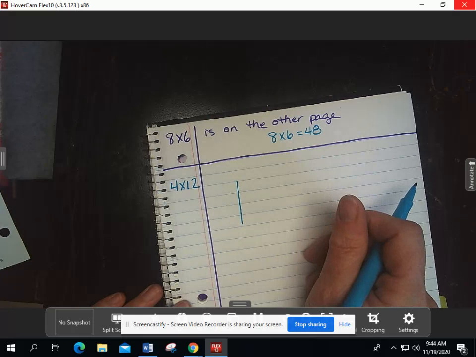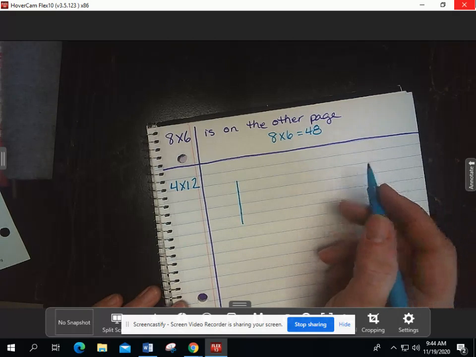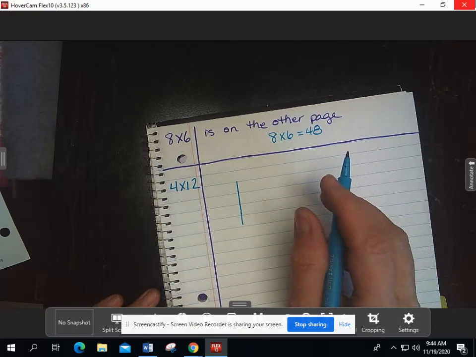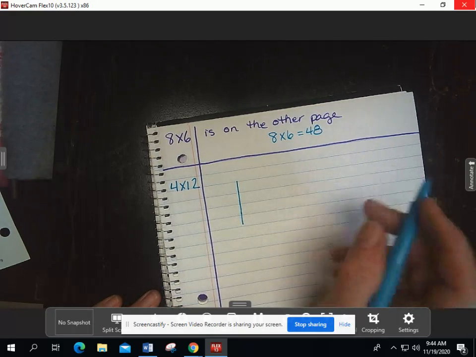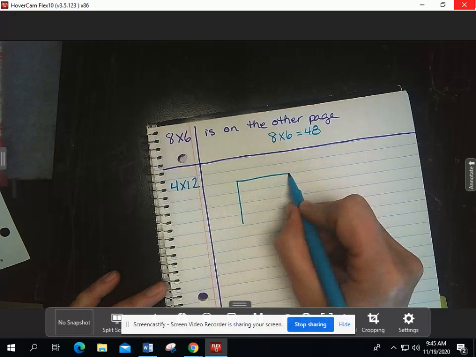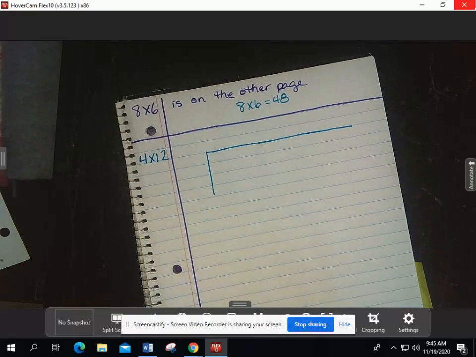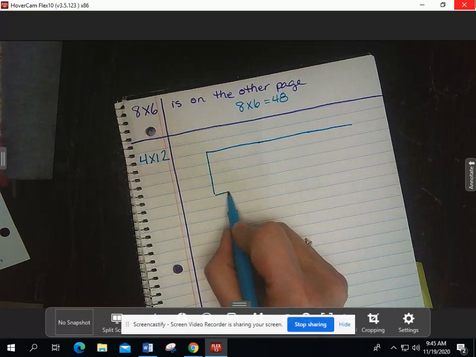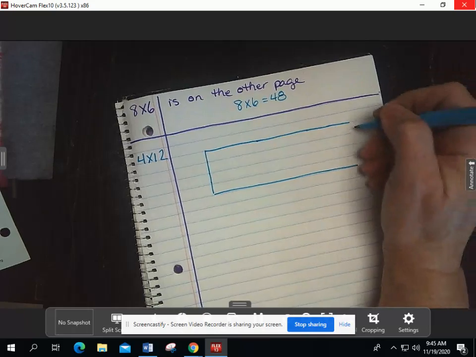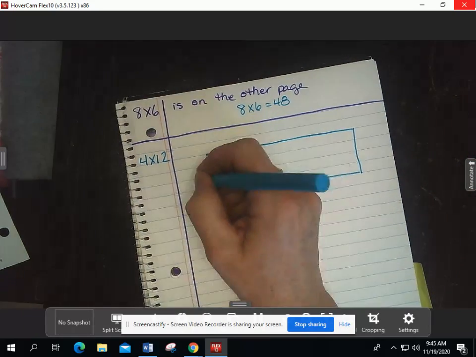Okay, got 2 hands in the air. Okay, Luke, what do you think? Because 4 times 3 is 12. So yeah, 12 is 3 times bigger than 4. So it's about that big, and then about that big, and about that big. I took a guess. So put your 4 right here.